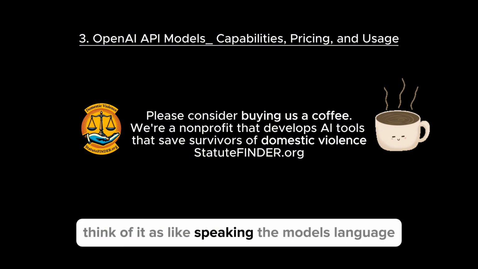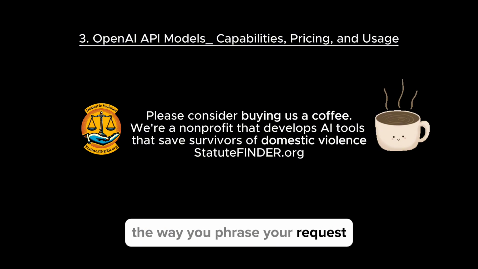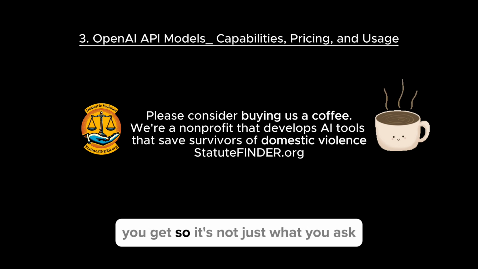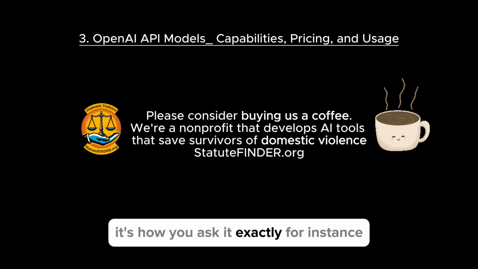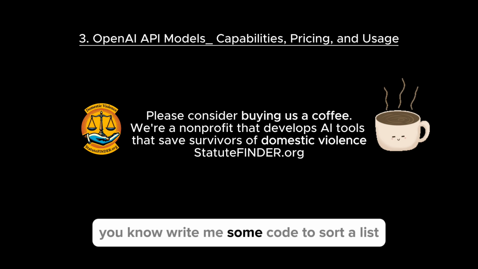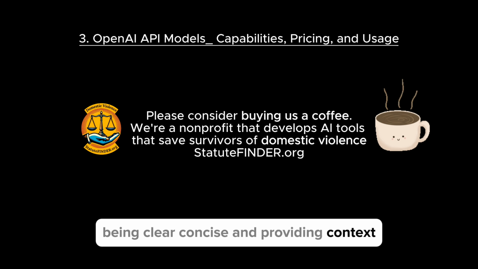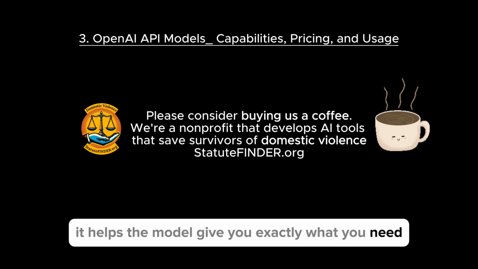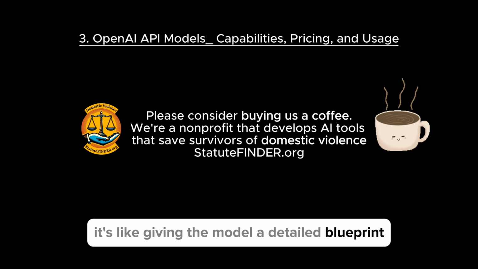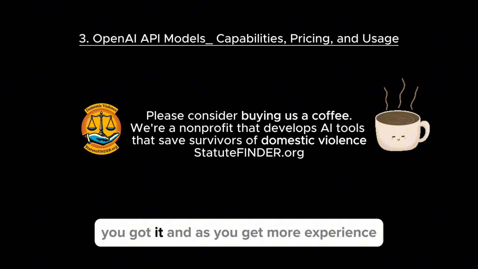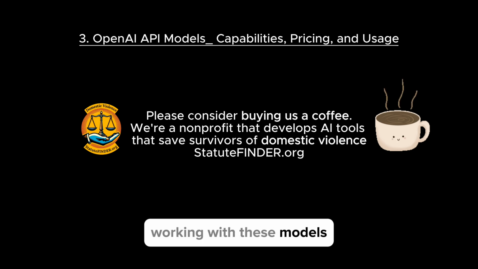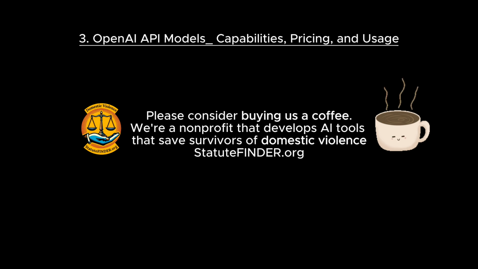Think of it as speaking the model's language. The way you phrase your requests can really impact the quality of the response you get. So it's not just what you ask, it's how you ask it. Exactly. For instance, instead of just saying, write me some code to sort a list, you might say, write Python code to sort a list of numbers in ascending order using the bubble sort algorithm. Being clear, concise, and providing context helps the model give you exactly what you need. It's like giving the model a detailed blueprint instead of just a vague sketch. You got it. And as you get more experience working with these models, you'll become more adept at prompt engineering and really understanding how to get those amazing results.